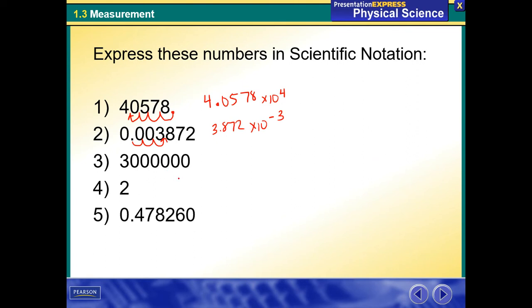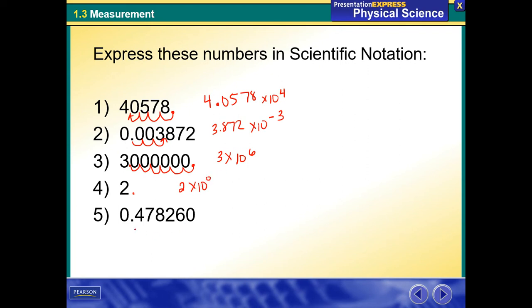On number 3, hopefully you note that the decimal goes at the end because it's not seen. So 1, 2, 3, 4, 5, 6. 3 times 10 to the 6th. It's going to stay positive because this number is bigger than 1. Here with my 2, my decimal is right behind it. I don't need to move that decimal, so it usually just stays 2 times 10. Since I didn't move it, 10 to the 0.